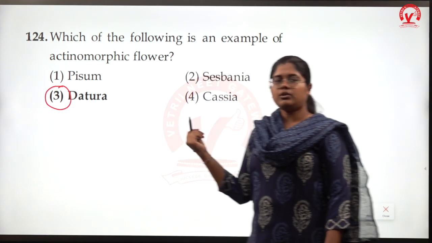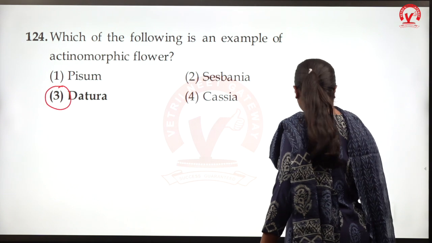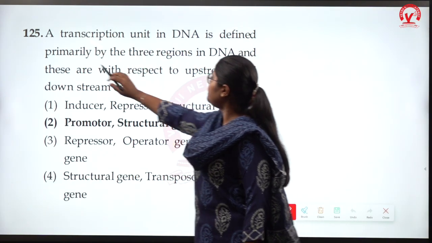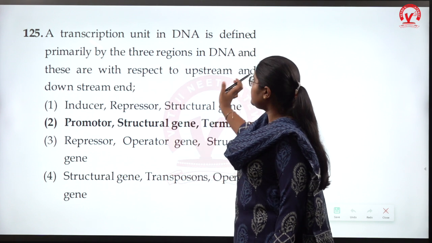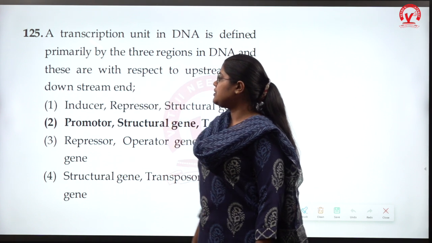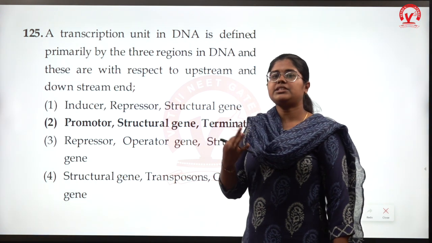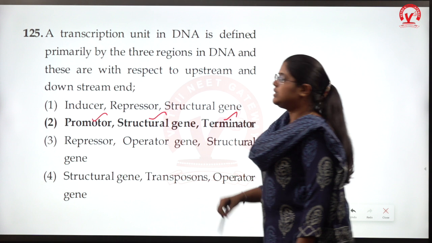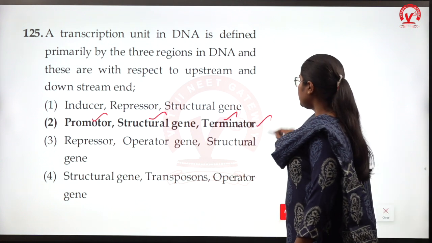these are all zygomorphic examples. So next question, a transcription unit in DNA is defined primarily by 3 regions in DNA, and these are with respect to upstream and downstream end, they have asked. So the 3 regions are promoter, structural gene and terminator. So option 2 is correct.